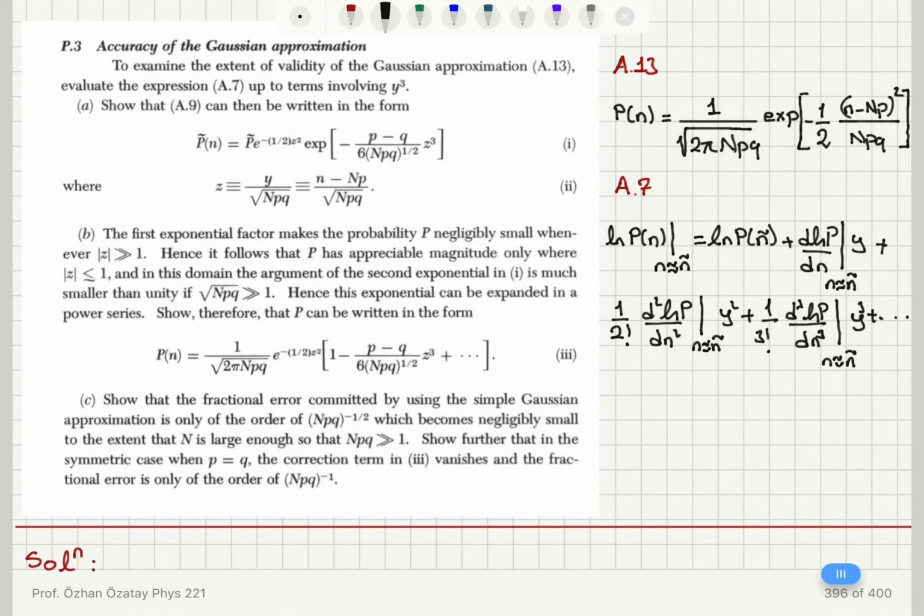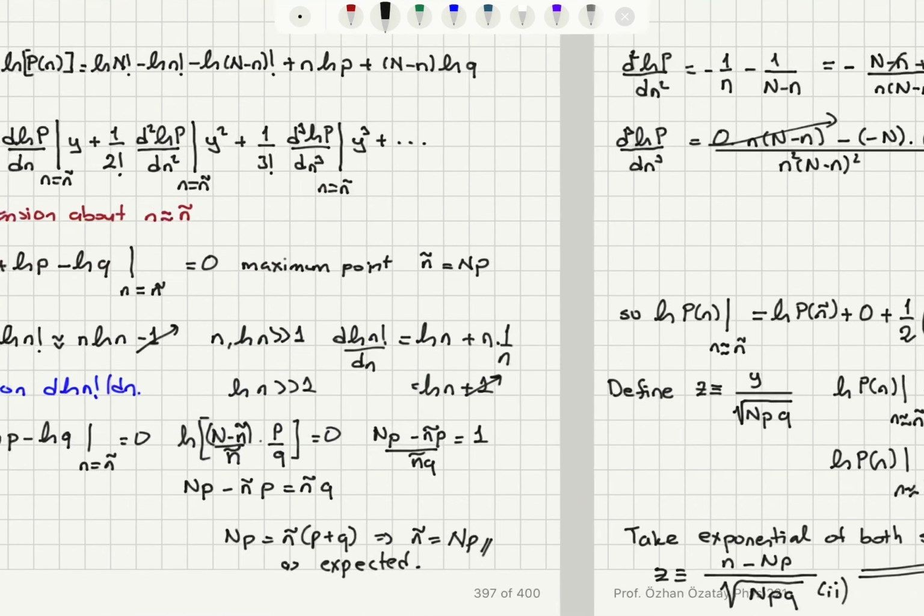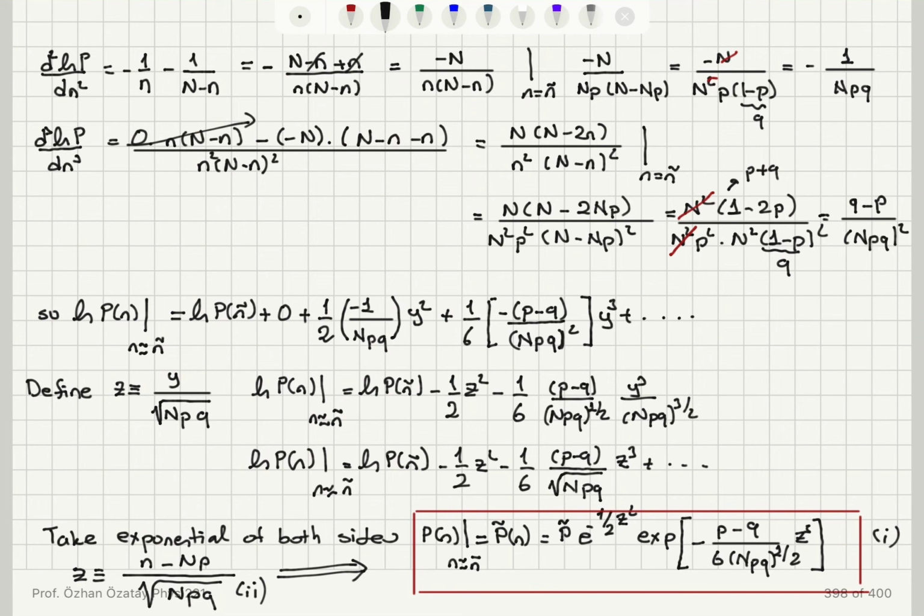Okay, so we have gone through this exercise to estimate the accuracy of the Gaussian approximation. We started out with the Gaussian approximation. We expand the binomial distribution using the natural logarithm around n equals n tilde, the most probable value, in a Taylor series expansion, and we have used Stirling's approximation and the derivative of ln n factorial with respect to n for large n to evaluate this. We have found that the most probable value should be capital NP, and we have evaluated the second derivative and the third derivative at n equals capital NP. By writing this explicitly for the second and the third derivatives and defining z as y over square root npq, we obtain the expression given in I.